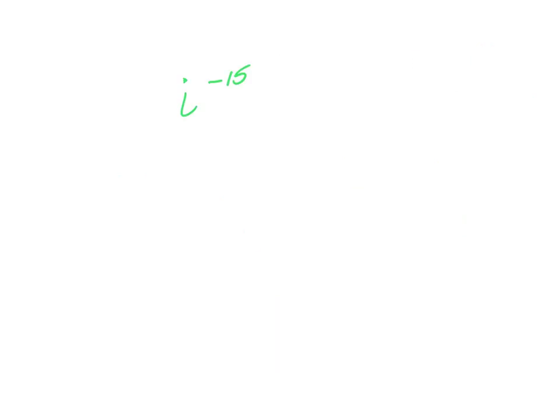When you have a negative exponent, what do you do to make it positive? If it's upstairs, you put it downstairs. If it's downstairs, you put it upstairs. So this is the same as 1 over i to the 15. So let's deal with i to the 15 separately here. We got that 1 upstairs. We'll just deal with that in a minute.